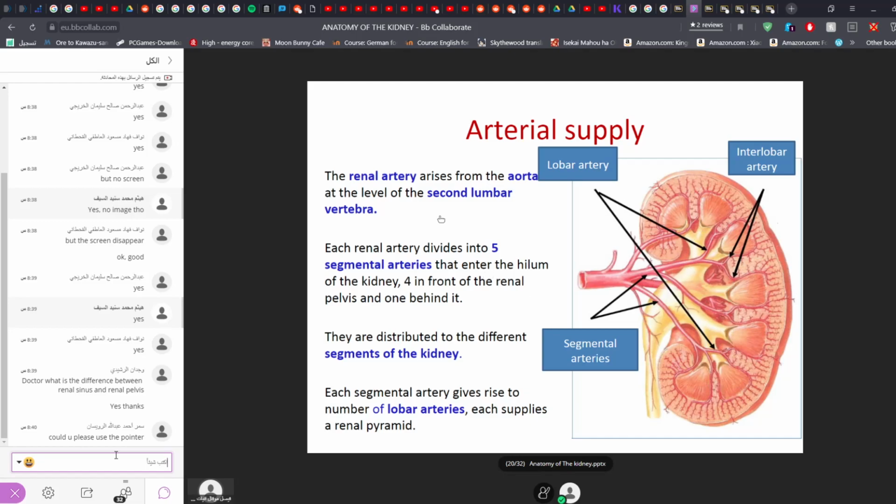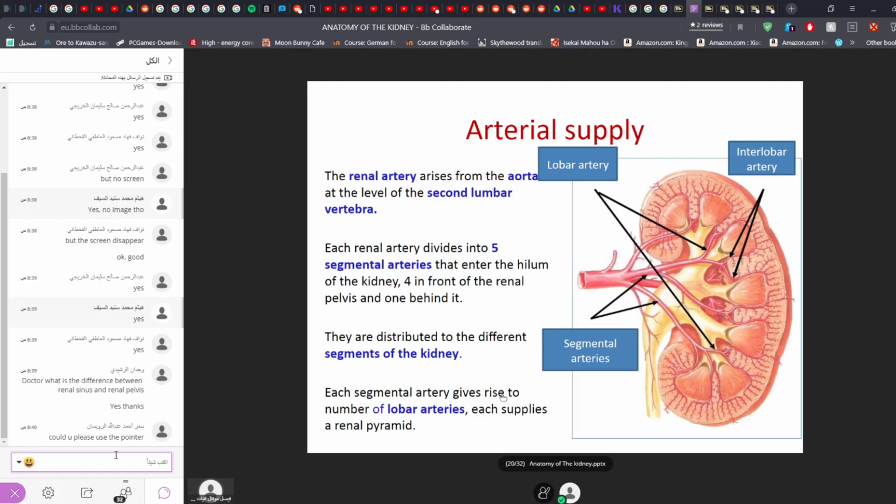Now be with me and see how it enters and comes out as the renal vein. Each renal artery divides into five segmental arteries, four in front of the renal pelvis and one behind, because the renal vein is the most anterior structure in this hilum. They are distributed into different segments of the kidney. In the end, I will discuss the segments, how many segments there are.